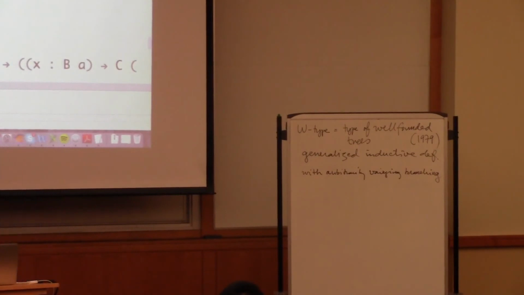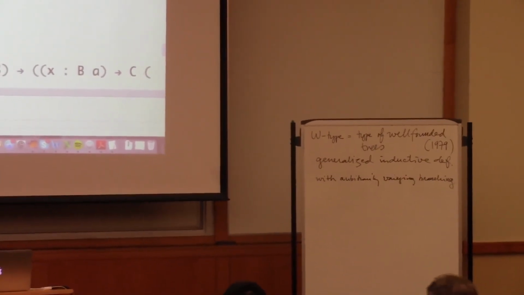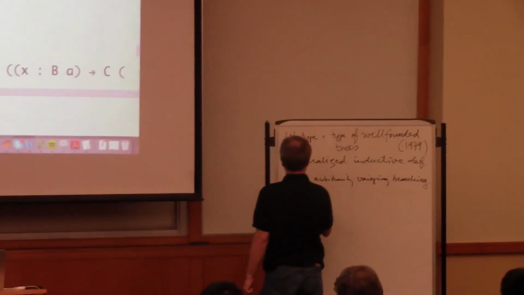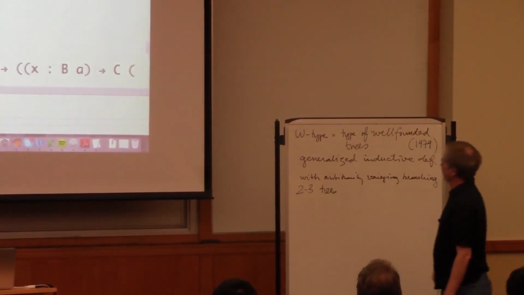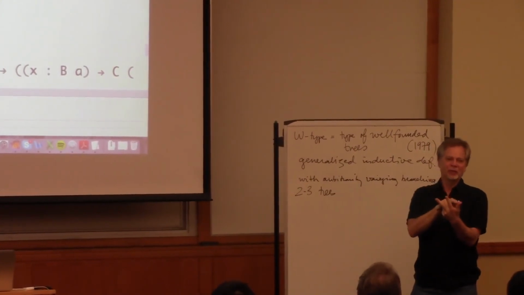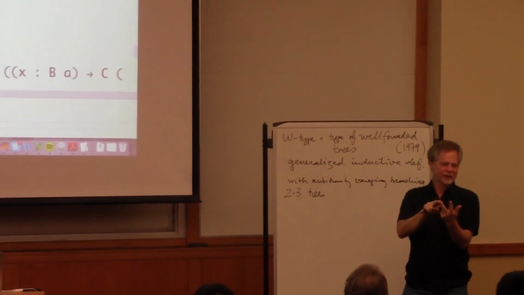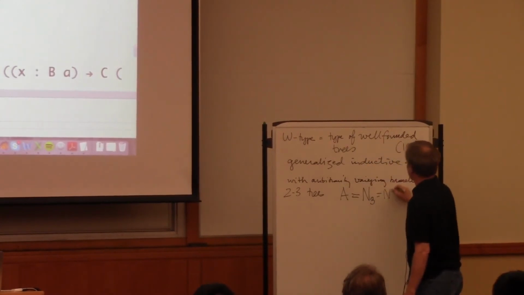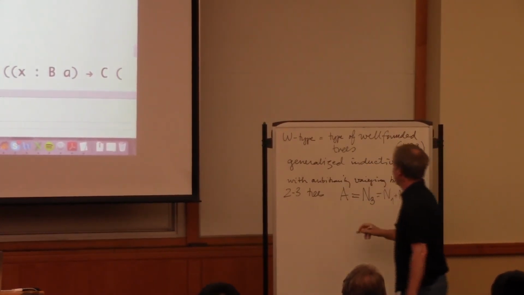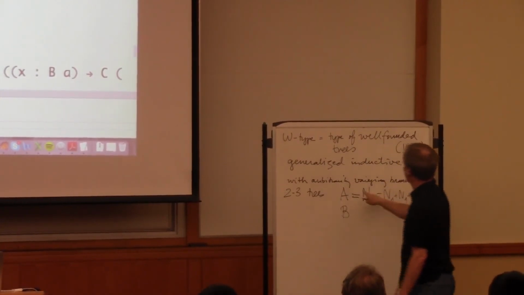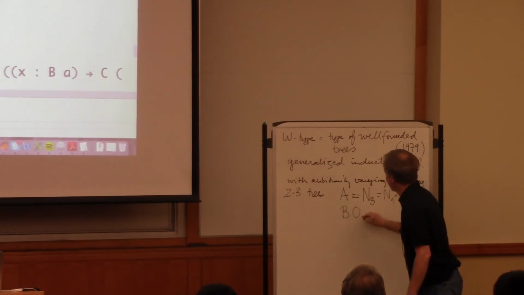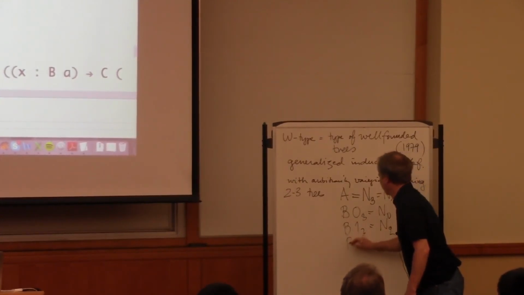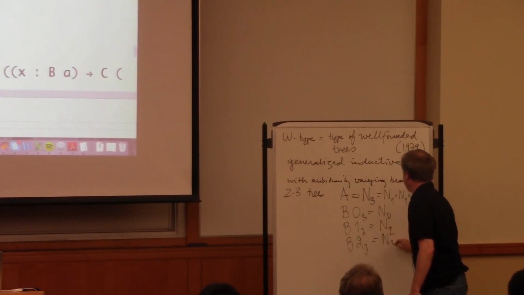So the big A you think of as an index type. How many different numbers of subtrees can you have? For example, if you say 2, 3 trees, there are 3 cases: leaf with 0 kids, 2 kids, and 3 kids. Then you take A equal to a 3-element type, which is n1 plus n1 plus n1. And if we call the 3 elements 0₃, 1₃, and 2₃, then B of 0₃ is n0, that's the leaf. B of 1₃ is when there are 2 kids, and B of 2₃ is when there are 3 kids.